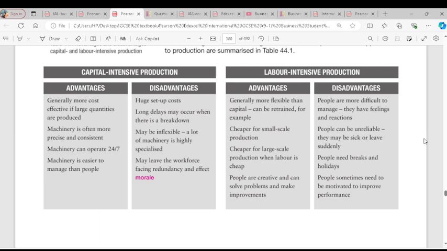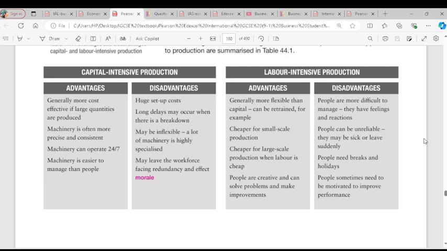It is also cheaper for large scale production when labor is cheap. If labor is cheap, then you can use it for large scale production. That's why most businesses take their factories to developing or less developed countries like in Africa, because labor is cheap over there. Is it clear, please?